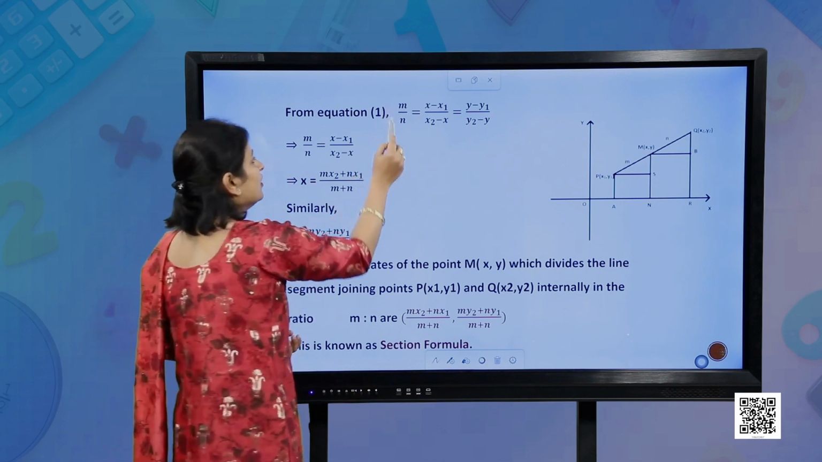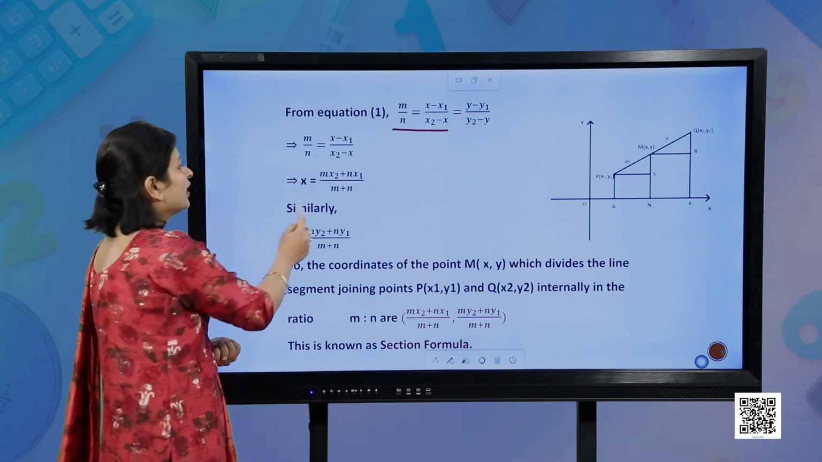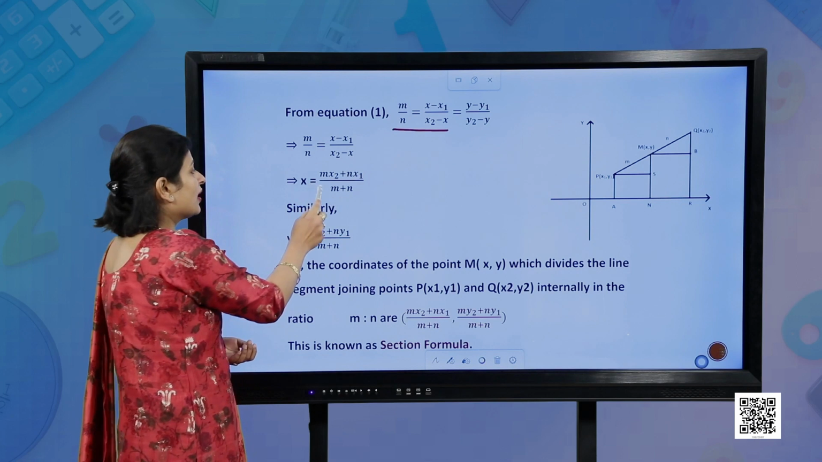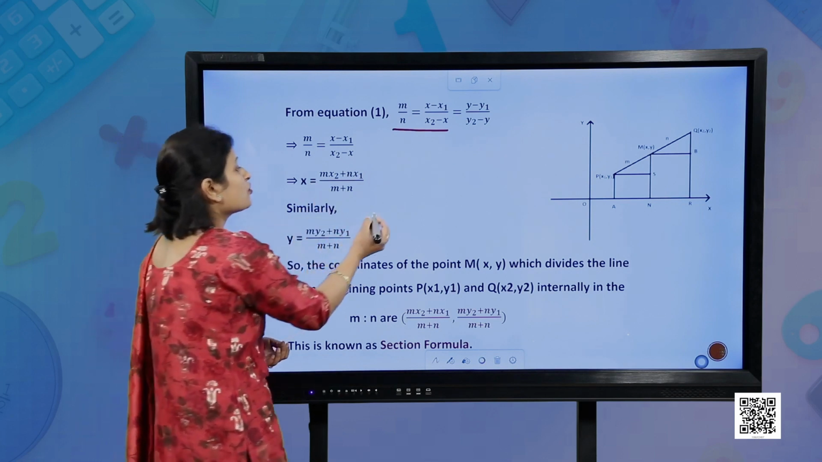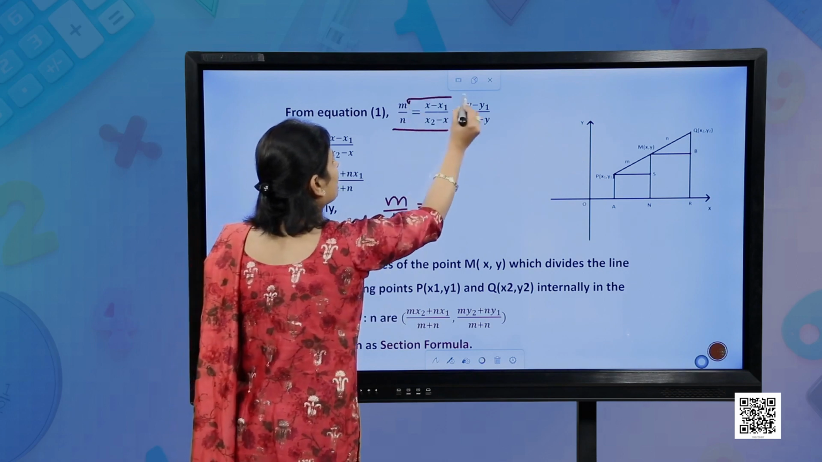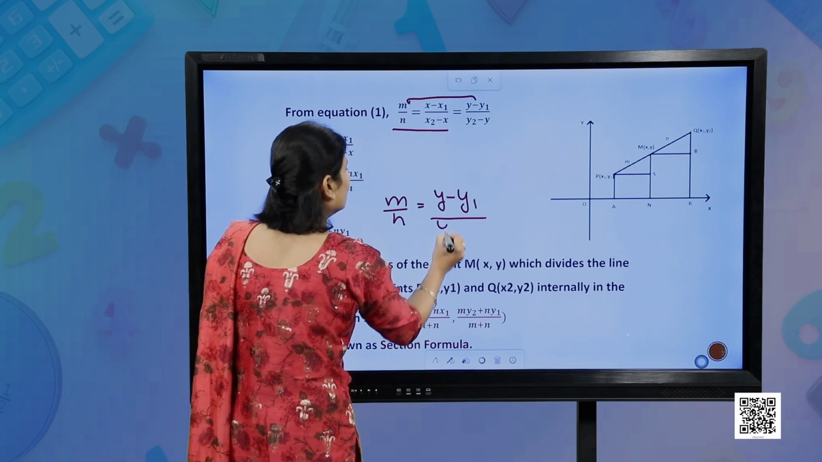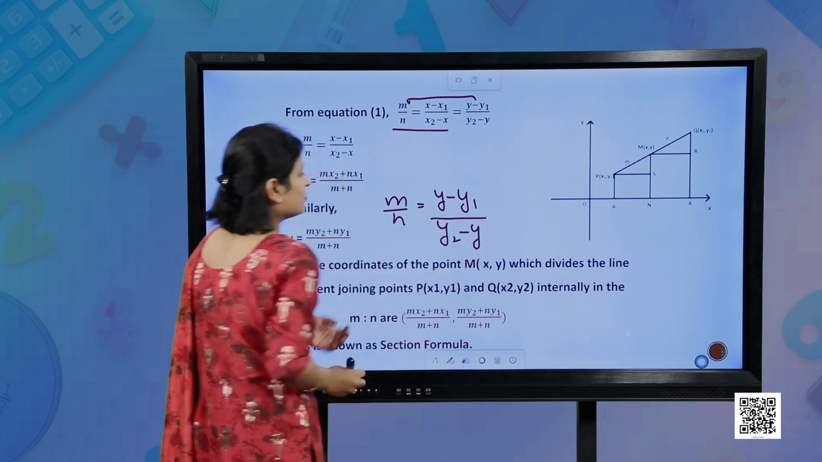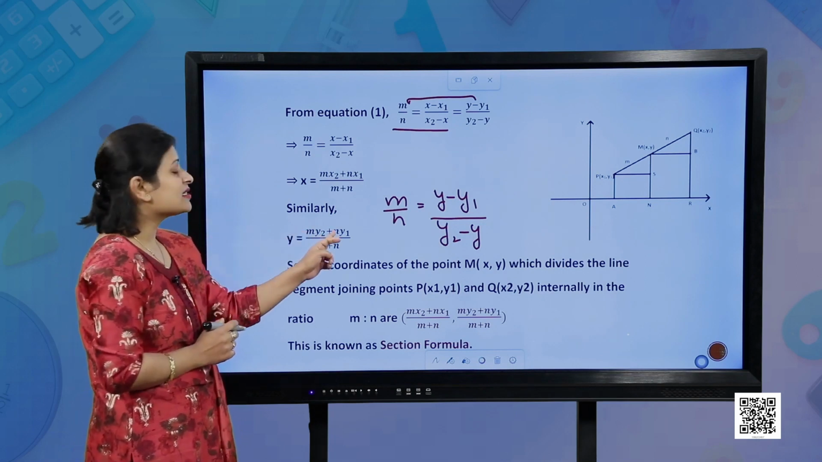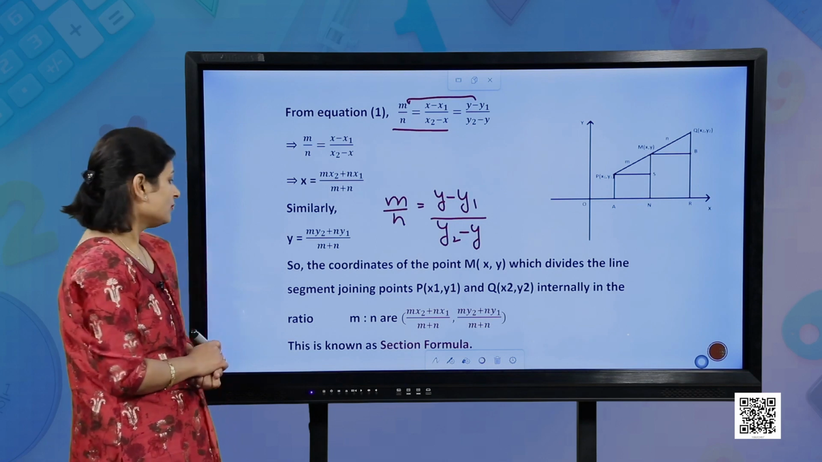Now, first you will consider this. What will you get? Solve it for x. You will get (mx2 + nx1) upon (m + n). Now, if you solve for y, you have to consider this equation: (y - y1) upon (y2 - y). Solve for y, you will get (my2 + ny1) upon (m + n).